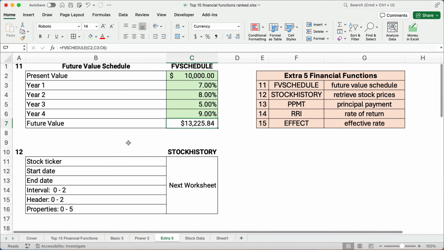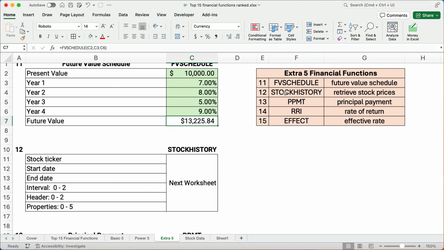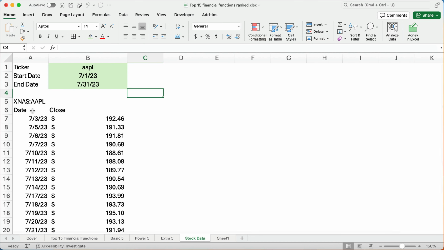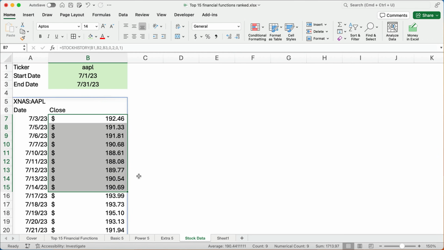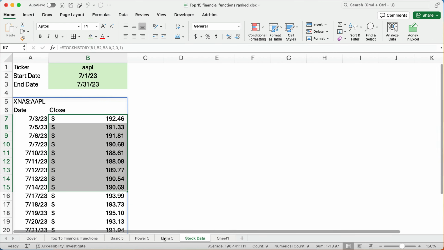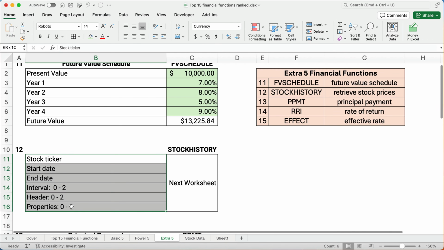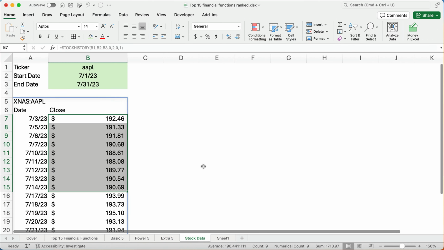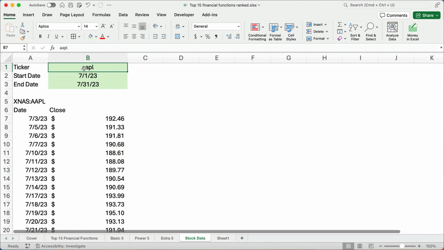All right, the next one, number 12, is stock history. Stock history, I'm going to use the next tab. Here's what it does. It pulls stock prices from previous years or months or whatever. Now, we need to know, let me go back and show you, we need to know several things: the stock ticker, the start date, the end date, so on. So I've already built this, and let me show you how this works. So I know Apple is AAPL, that's the ticker, and I did the start date is July 1st, and the end date is July 31st.